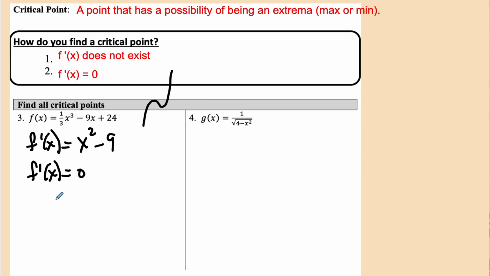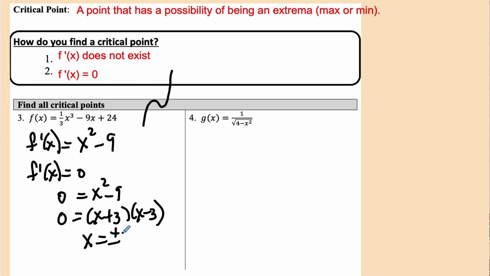When f prime is equal to 0, we're going to set the derivative equal to 0 and go ahead and factor: x plus 3 and x minus 3. And we're going to get x is equal to plus or minus 3. And chances are the plus or minus 3 are these places where the cubic is going up and down.